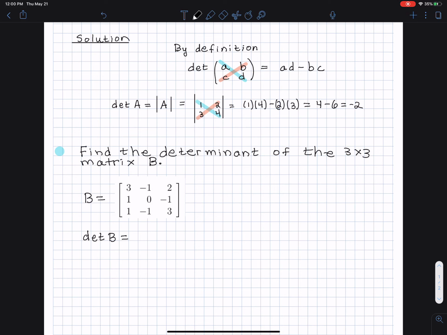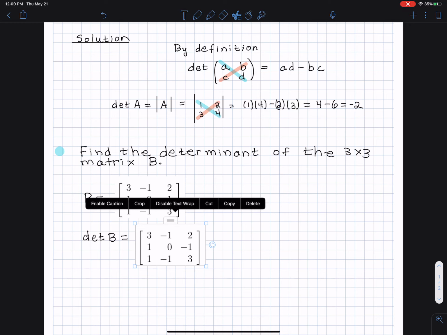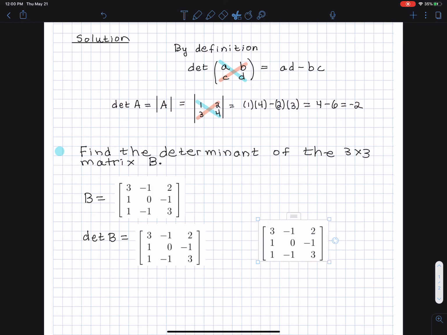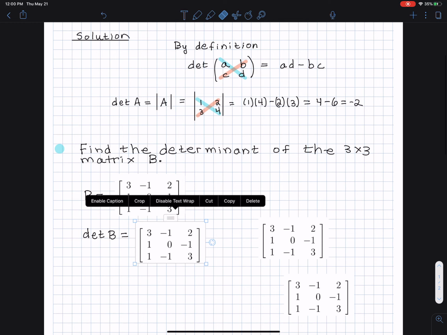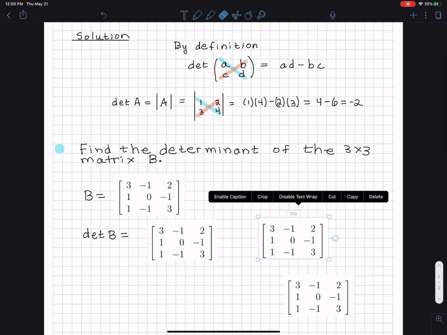So the determinant of B is as follows. What I'm going to do is see if I can save myself a little bit of work, because I'm sort of lazy in this regard. Not just lazy, maybe it'll make this video go a little faster. Okay, so I have these written 3 times.